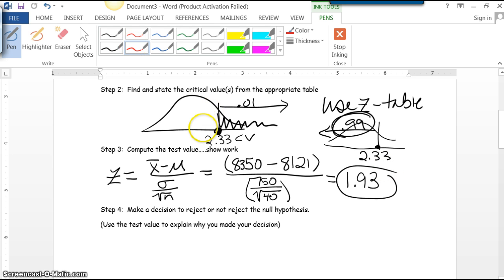That 1.93 is going to be somewhere over here in the non-critical region because it doesn't exceed 2.33. It can't be over here. And because it's in a non-critical region, then for step 4, we do not reject the null hypothesis.